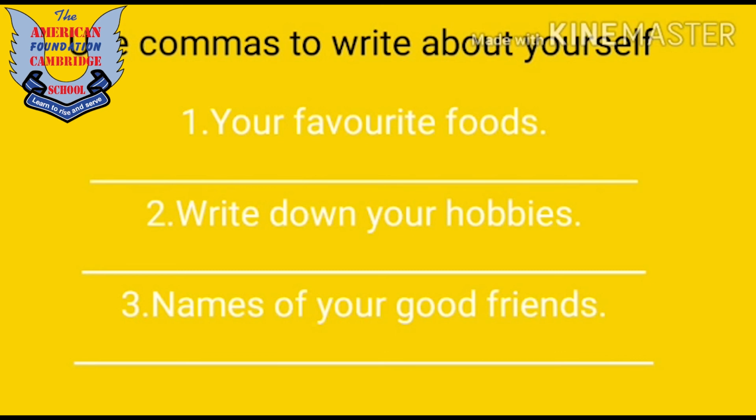So here we are done with the chapter. The second worksheet that you have to attempt is use commas to write about yourself. So over here you just need to use commas. Your favorite foods, you're just going to list down the names of your favorite foods and do put commas in between to separate the series of words. Okay?